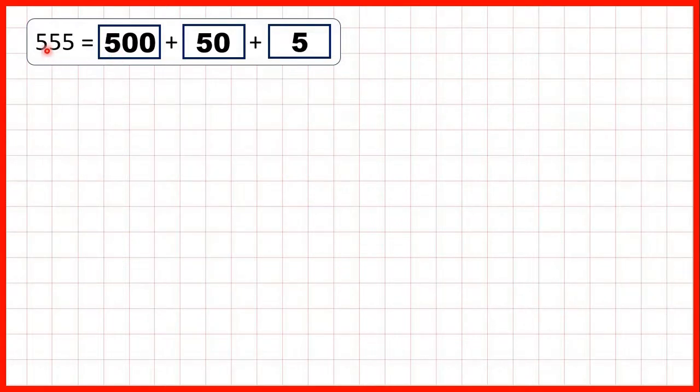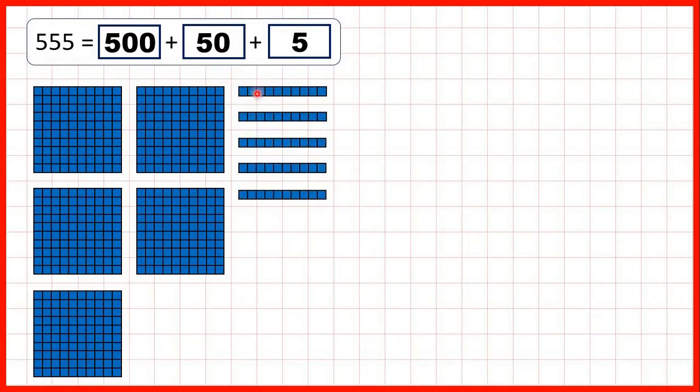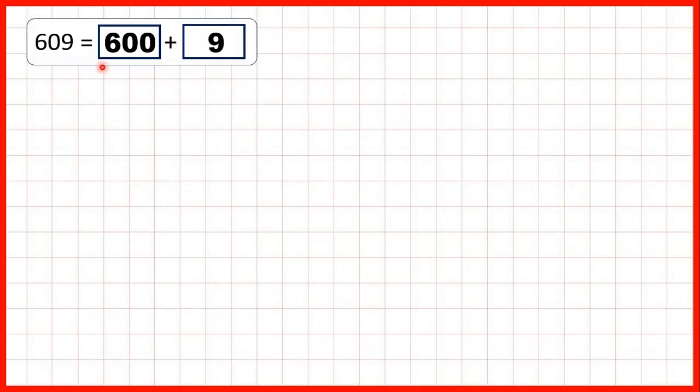Then we had 555. So that's 500, so we can show 500 blocks. 5 tens or 50, so we can show 5 10 blocks. And 5 ones, so we can show 5 1 blocks. That's 555.